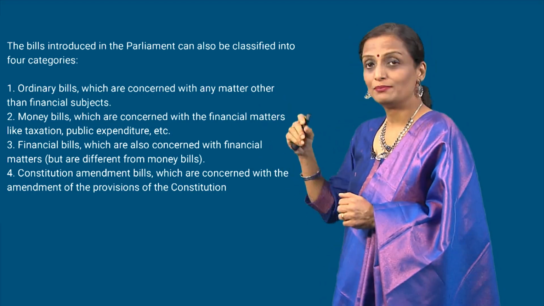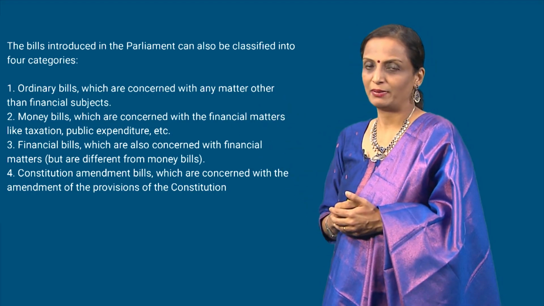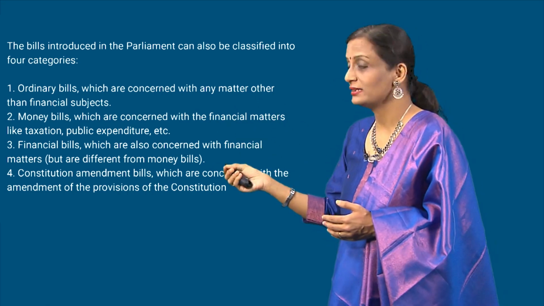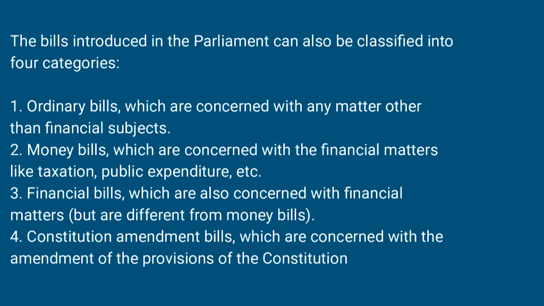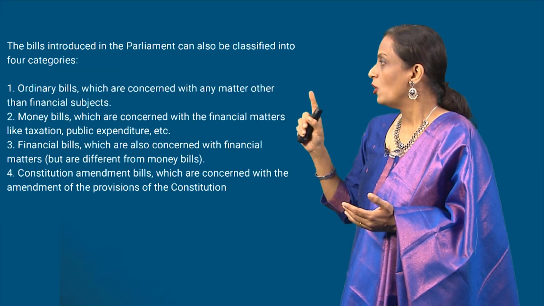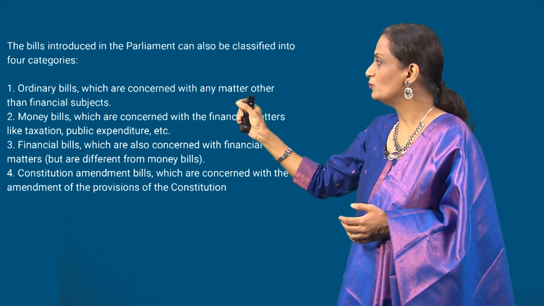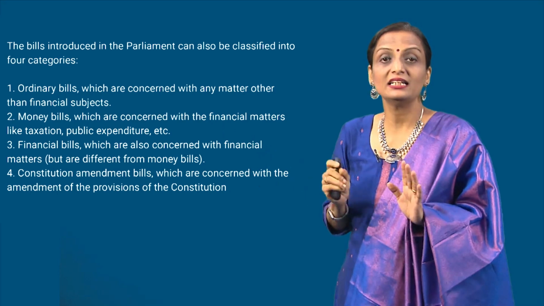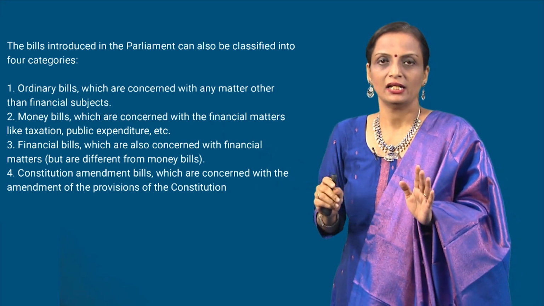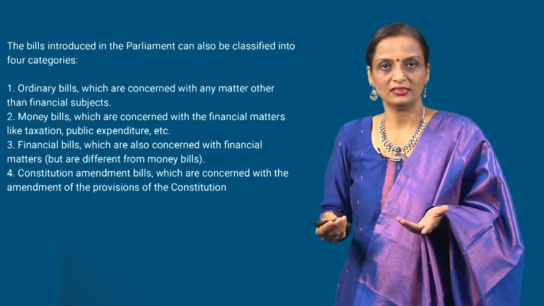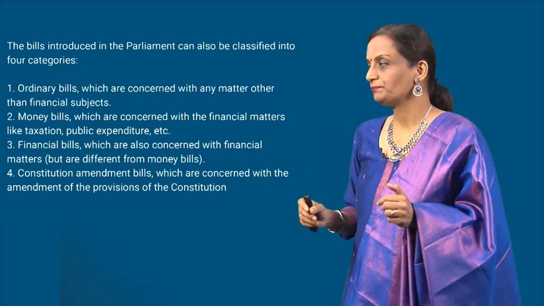Now, there are four types of bills that can be passed. One is the ordinary bills, the second is the money bills, the third is financial bills, and the fourth is the constitution amendment bills. Ordinary bills: what are ordinary bills? They concern any matter other than financial subjects. Anything other than financial bills can be considered an ordinary bill.